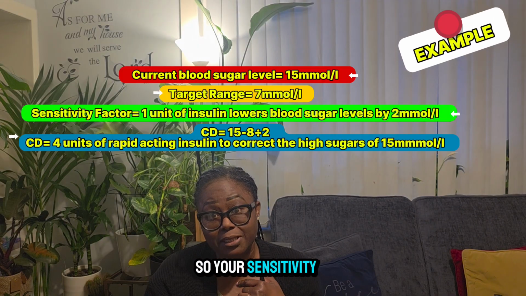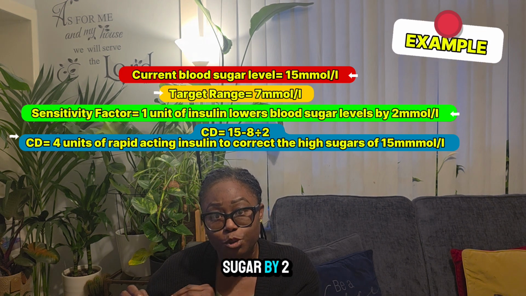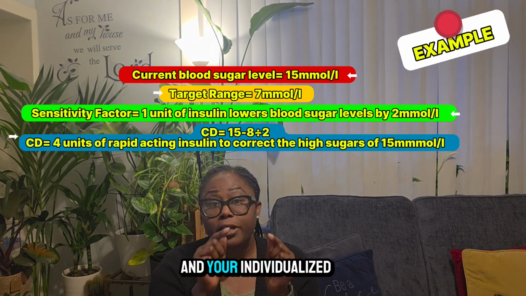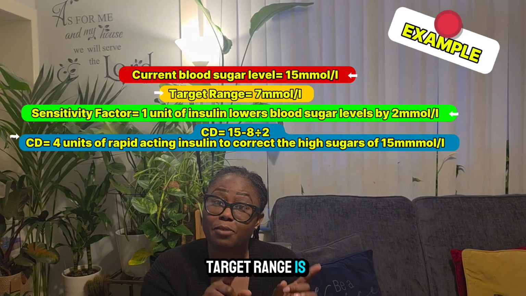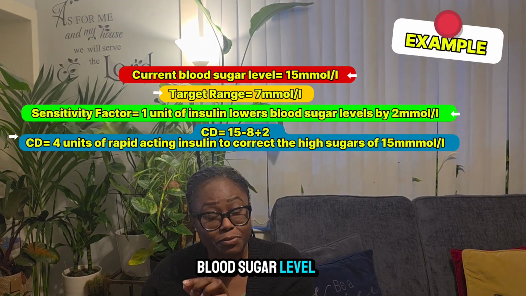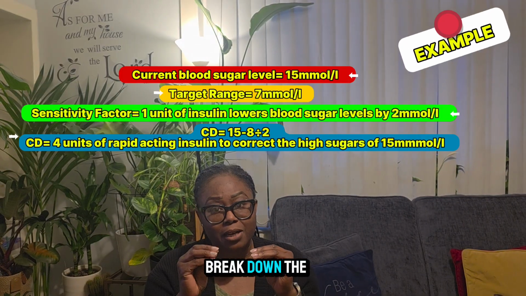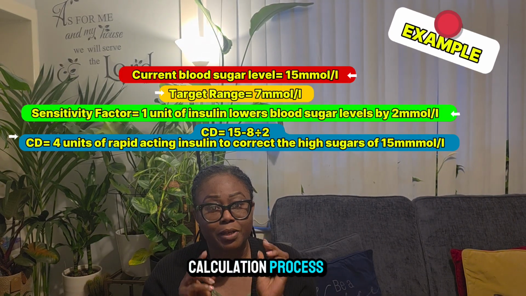So your sensitivity factor: 1 unit of insulin lowers your blood sugar by 2 millimole, and your individualized target range is 7 millimole per liter, and your current blood sugar level is 15 millimole per liter. Now, let's break down the calculation process.